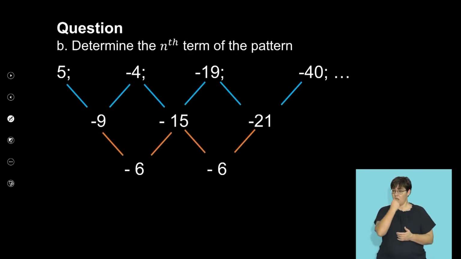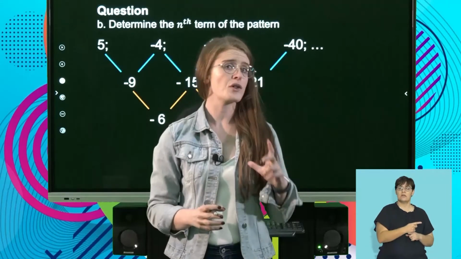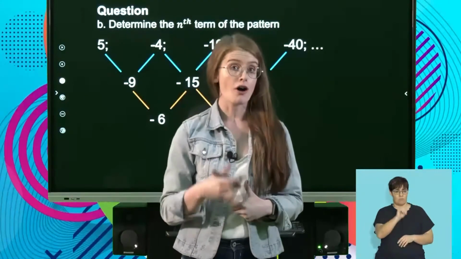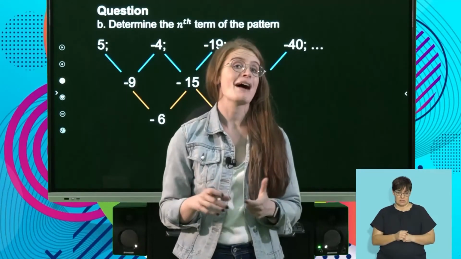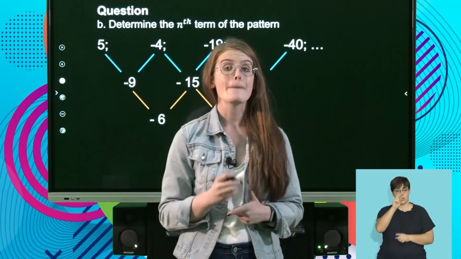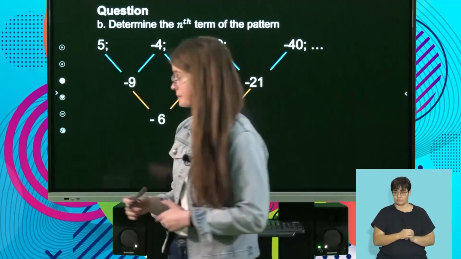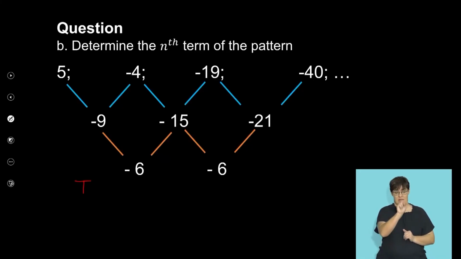We are now asked to determine the nth term of the pattern. Just a reminder, everyone, at the beginning of the lesson I went over the way that you find the general term of a quadratic sequence. A reminder that the nth term is Tn equals An squared plus Bn plus C. I'm going to write it on the board for us. So it's Tn equals An squared plus Bn plus C. But now we actually need to find values for A, B, and C.